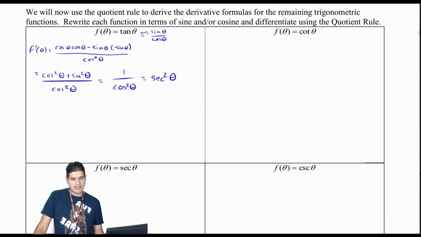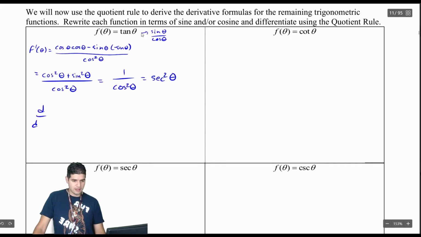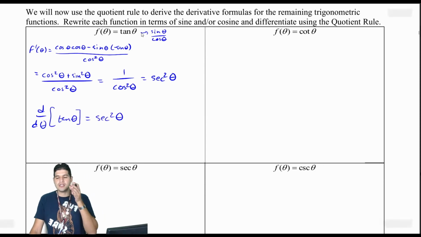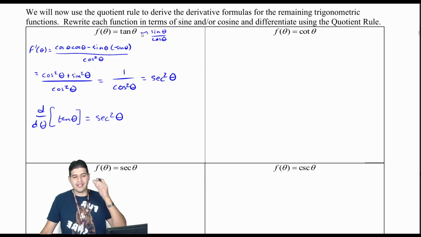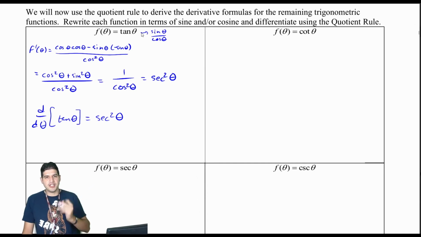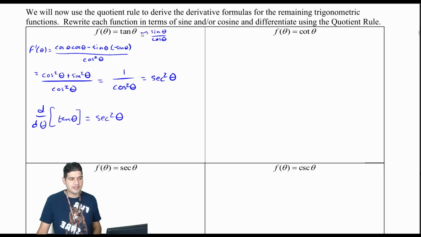So let's rewrite this. If I want to find the derivative with respect to theta of tangent of theta, well, that's just going to come out to be secant squared theta. Add that to your arsenal because you're going to want to make sure that you remember that equation. Let's jump over to our second one.